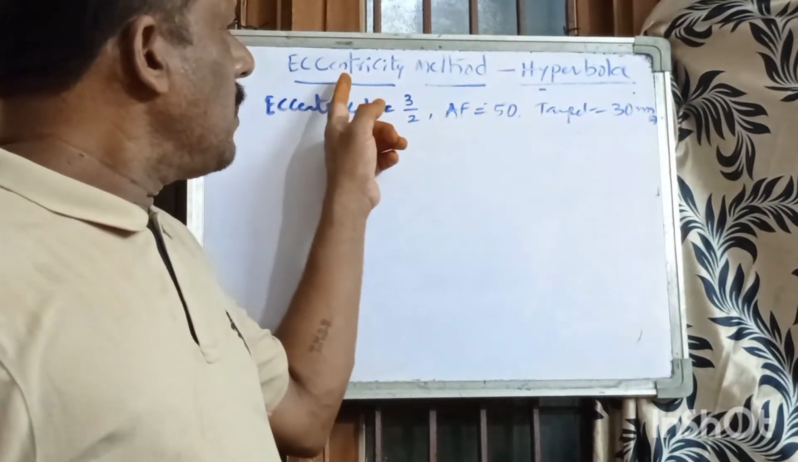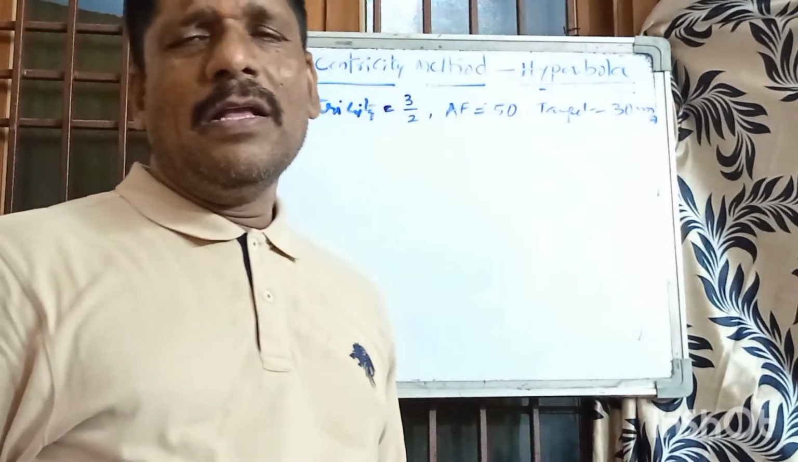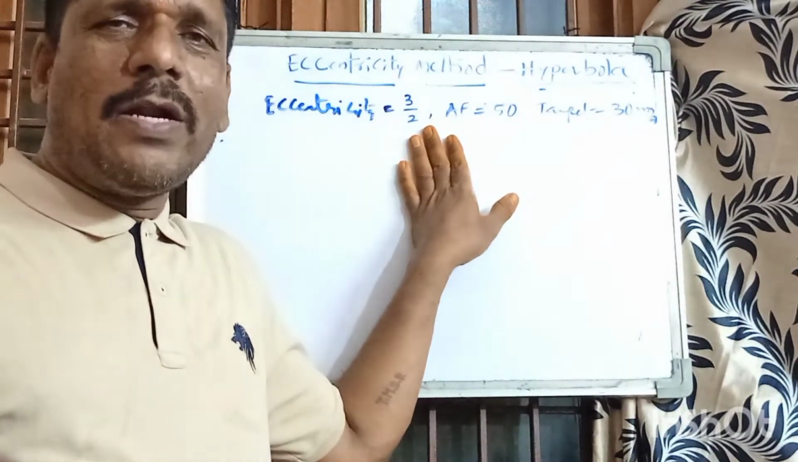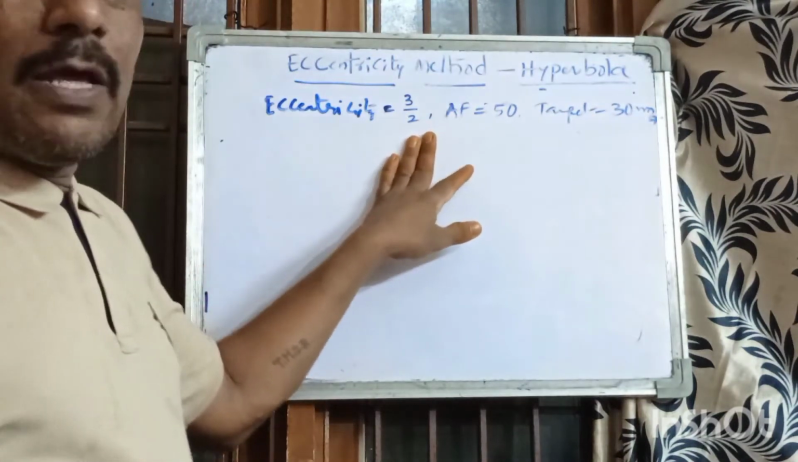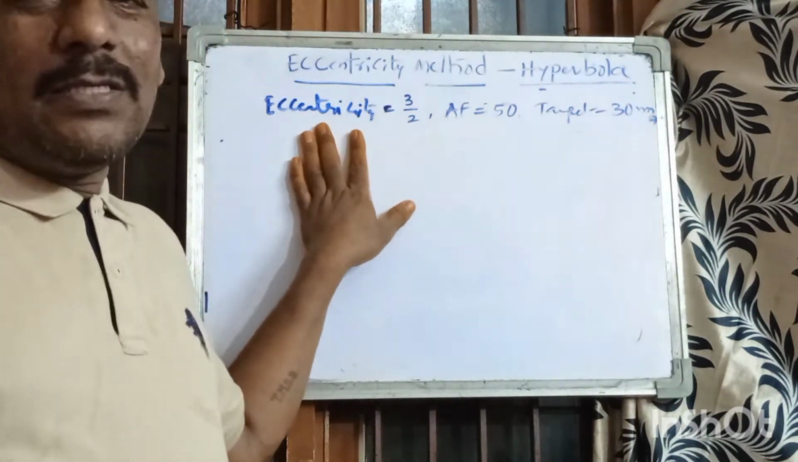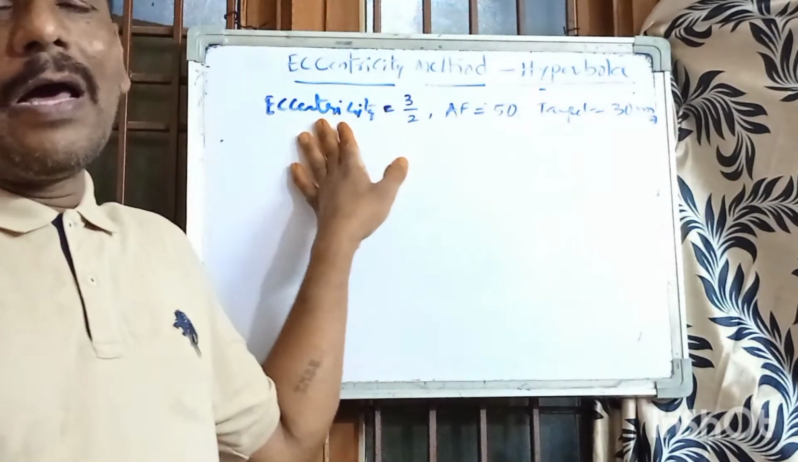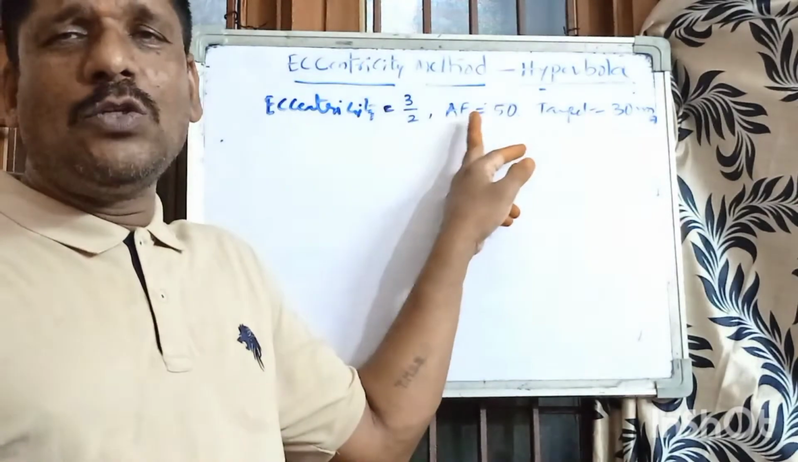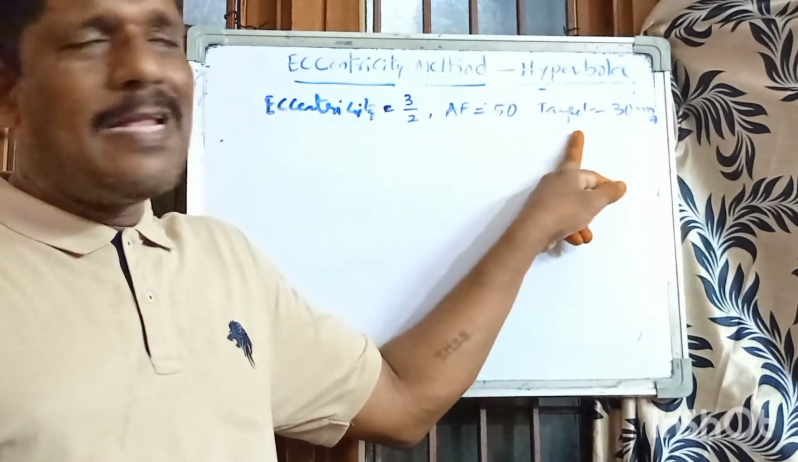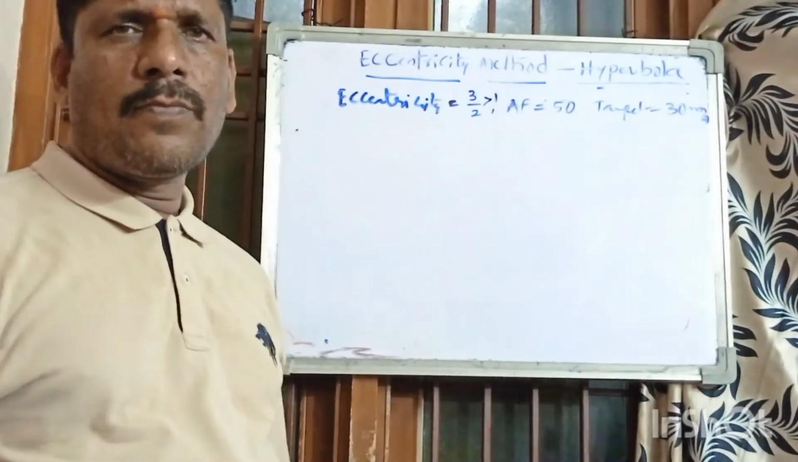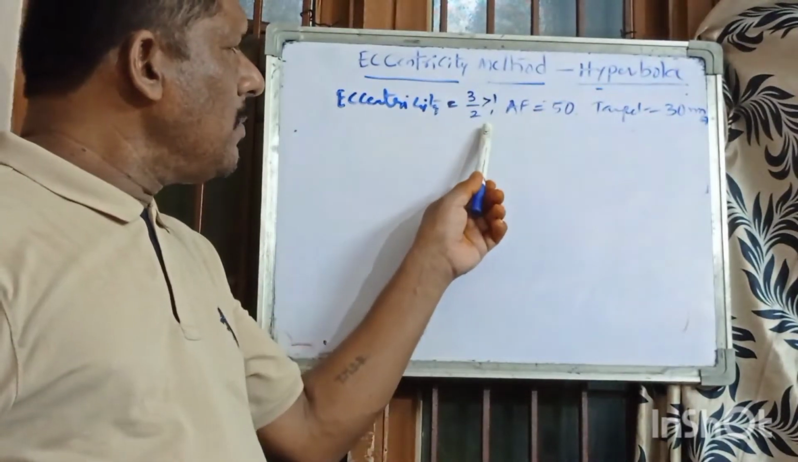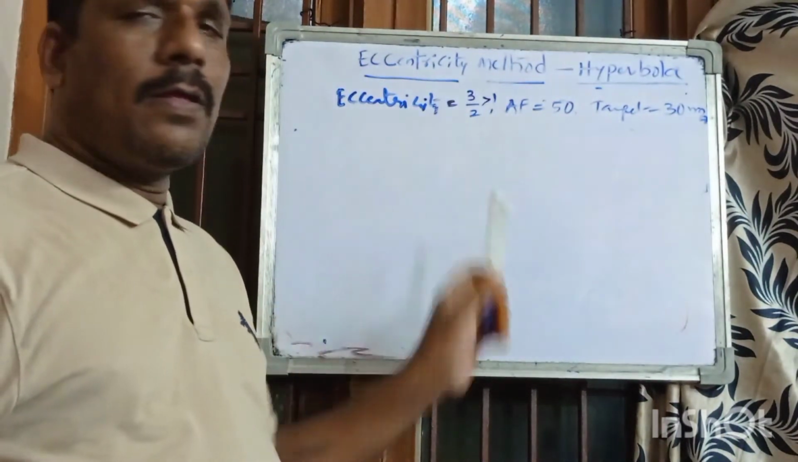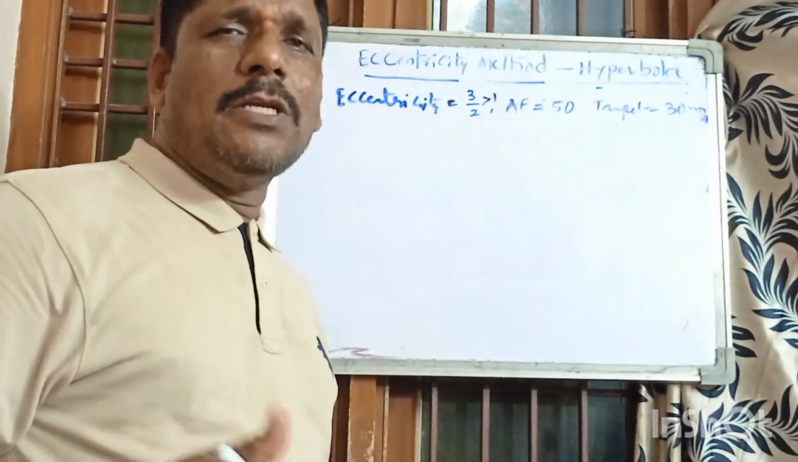Okay, now next one is the eccentricity method of hyperbola. This is also a similar method. The only thing is the vertex point is different. Okay, so listen carefully. Here the question is to draw the curve of eccentricity 3/2. So AF, that is directrix to focus, is given 50 mm, and draw a tangent and normal at 30 mm. So 3/2 means it is greater than 1. Greater than 1 means this is a hyperbola. Ellipse means less than 1, parabola means equal to 1.